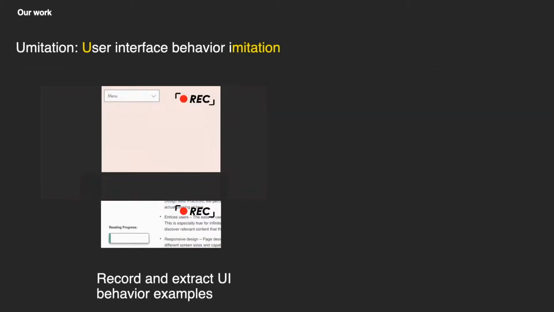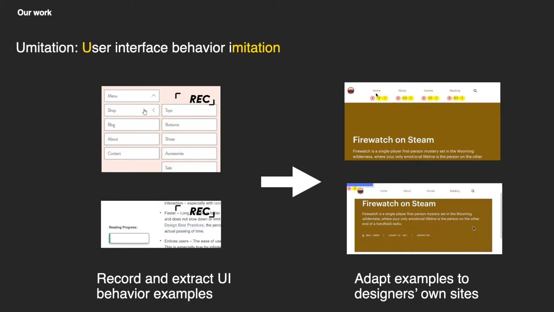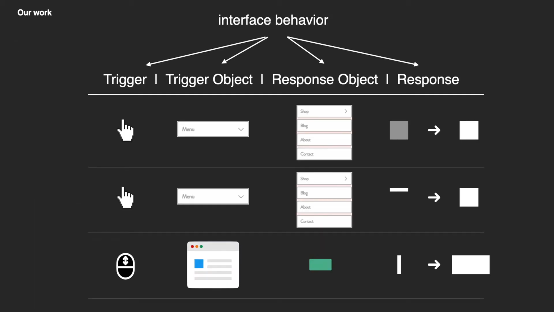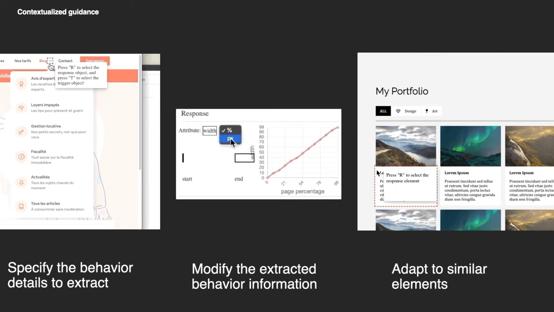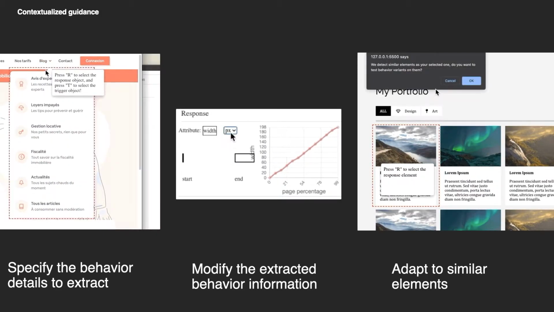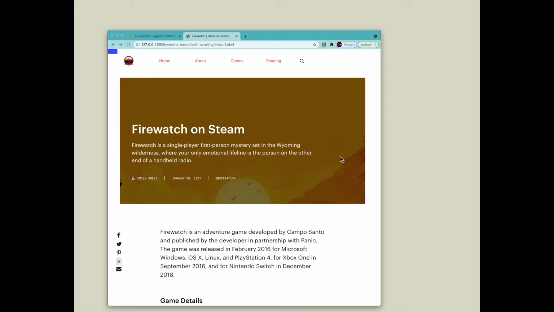We introduced Umitation, a system that helps designers extract, edit, and adapt UI behavior examples to their own websites. We do this by breaking down interface behavior into 4 components: trigger, trigger object, response object, and response. With this framework, our system provides contextualized guidance to help retarget behaviors from sourced to target websites. Let's take a look at some examples.